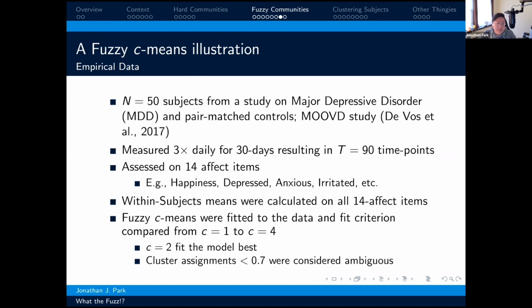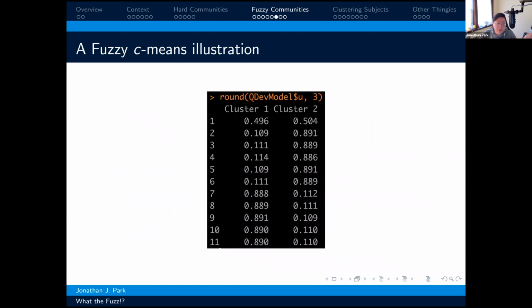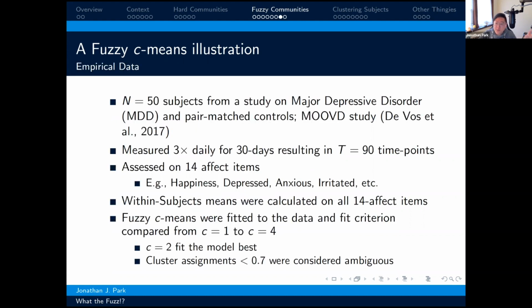Since I only want to look at the symptom network, I took the within-subjects means, and then I stacked everyone on top of each other and did a person network. I created a distance matrix of how far each person was from every other person, and then I searched that using fuzzy C-means. I compared from a C of 1 to a C of 4, so 1 to 4 groups, and C of 2 fit best in terms of partition entropy, the silhouette index, and the fuzzy silhouette index.